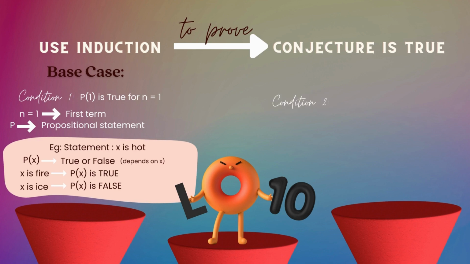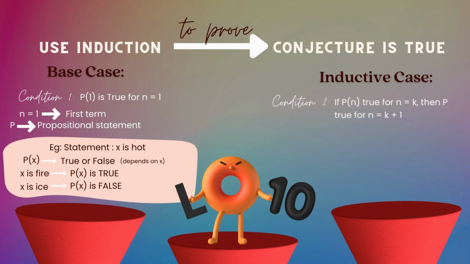The second is a conditional property, also called the inductive step. If we assume that the formula is true for n equals k, then it will also be true for n equals k plus 1, thus creating the domino effect which we spoke about earlier. It could also be thought of as P of k implies the truth of P of k plus 1. This assumption that we make, the assumption that the formula is true for n equals k, is called the inductive hypothesis. To understand this better, we have an example.